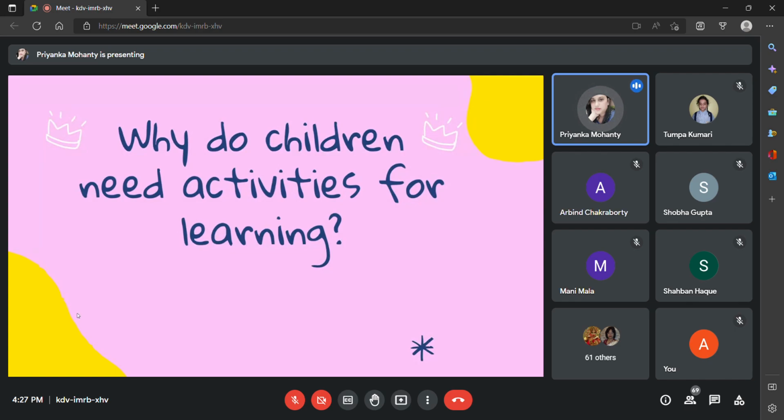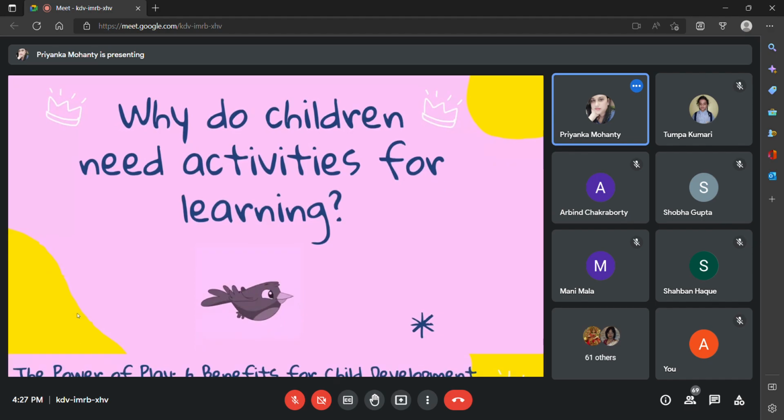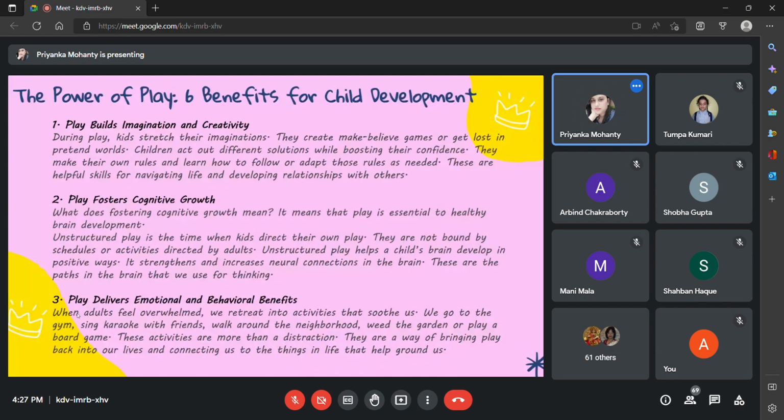Why do children need activity for learning? The child needs activity learning because when we see, we absorb it fast. When we do something we love, we absorb it fast, or we learn it fast. Play builds imagination and creativity. During play, kids explore their imagination. They create make-believe games or get lost in pretend worlds. Children act out different solutions while boosting their confidence. They make their own rules and they learn how to follow or adapt those rules as needed. They are helpful skills for navigating life and developing relationships with others.